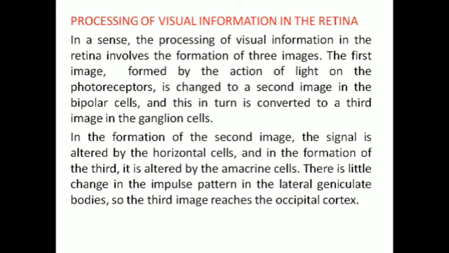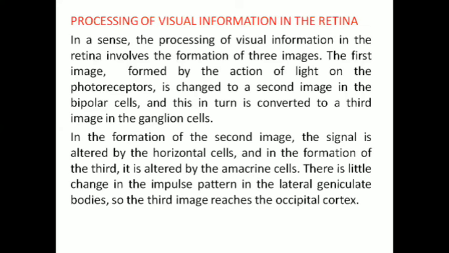Finally, the processing of visual information in the retina. In a sense, the processing of visual information in the retina involves the formation of three images. The first image, formed by the action of light on the photoreceptors, is changed to a second image in the bipolar cells, and this in turn is converted to a third image in the ganglion cells. In the formation of the second image, the signal is altered by the horizontal cells, and in the formation of the third, it is altered by the amacrine cells.